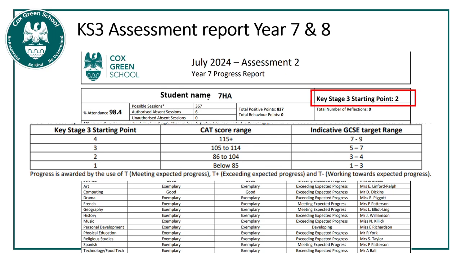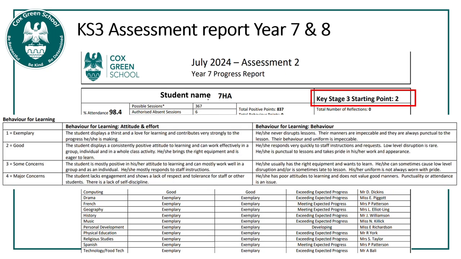In addition to that, there is the behaviour for learning attitude and effort, and behaviour for learning behaviour. So the first column next to the subject column is the behaviour for learning attitude and effort. The column next to that is the behaviour for learning behaviour, and there's an important distinction there. They both work off an exemplary, good, some concerns, major concerns grading. So 1 being exemplary, 2 good, 3 some concerns, 4 major concerns, and on the report you will just see the text itself. But there is a distinct difference between attitude and effort and behaviour.